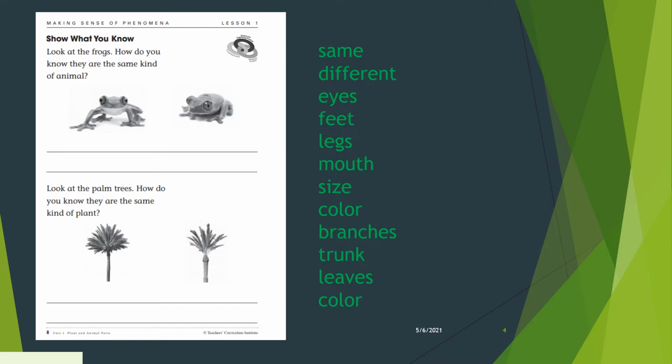So the first words we have, same, different, eyes, feet, legs, mouth, size, color, branches, trunk, leaves. So write a little something. Just tell me how you know they're the same kind of animal.